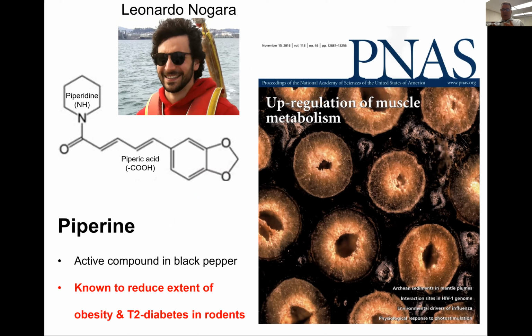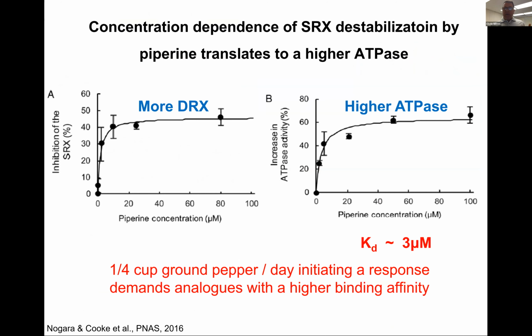tried to see if we, using over 2,000 different FDA approved compounds for human consumption, if any of them destabilize the superrelaxed state, increasing metabolic rate, and in microwell arrays had one hit out of over 2,000 compounds, which was Hipporine, the active compound in black pepper. The lab got the cover of Proceedings of the National Academy of Sciences with that paper, and it had been known, Hipporine, to reduce the extent of obesity and type 2 diabetes in rodents for decades, but until this paper, there had been no hypothesis on the underlying mechanism for that effect.